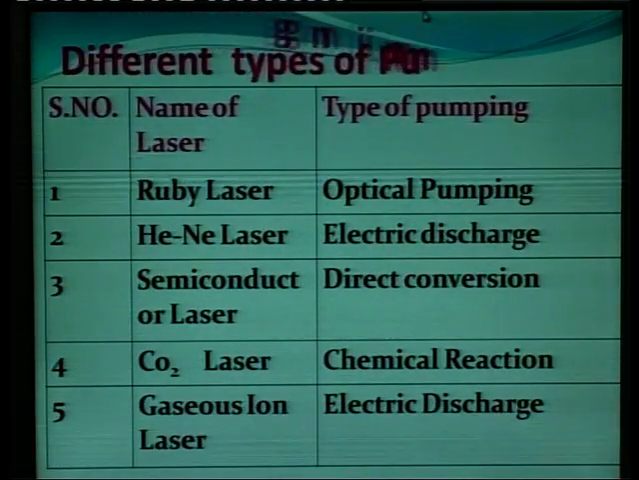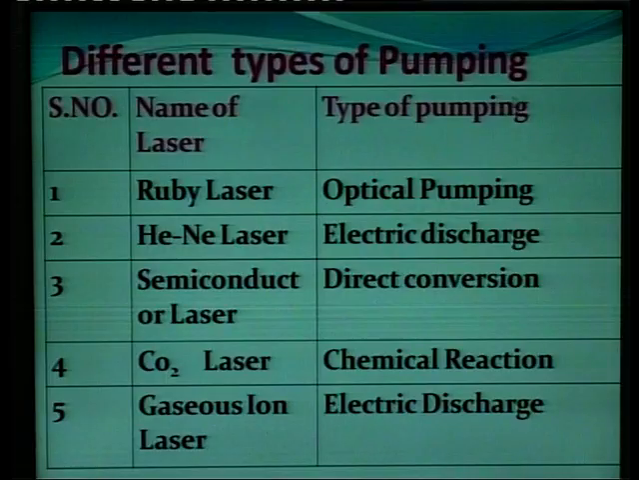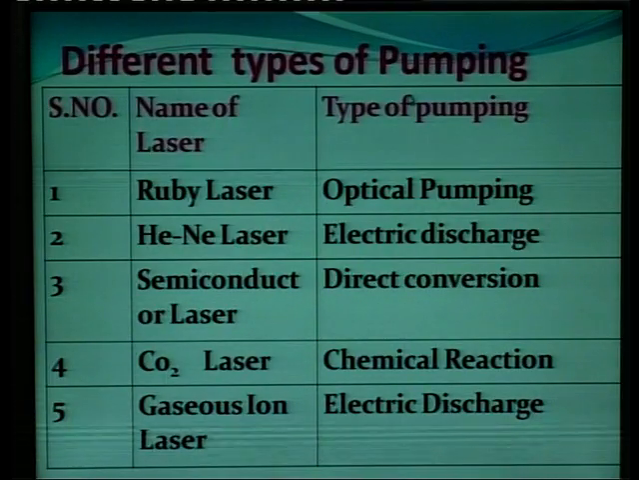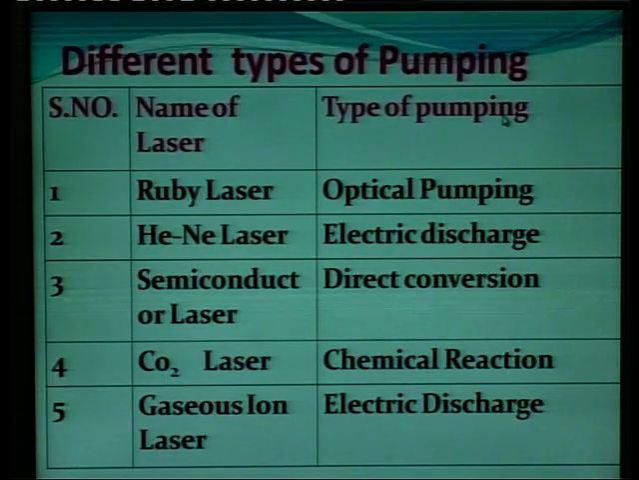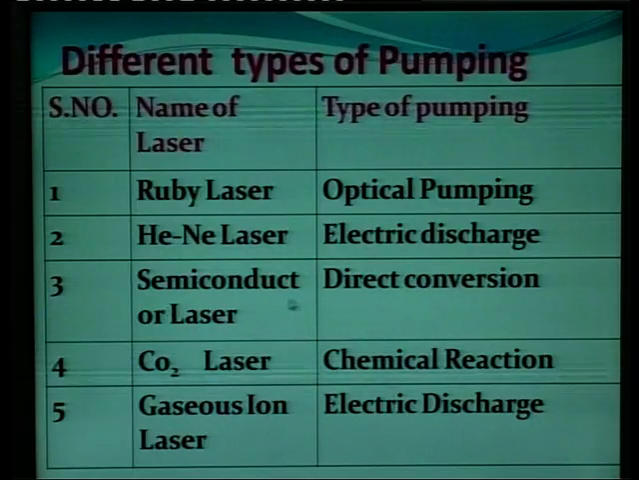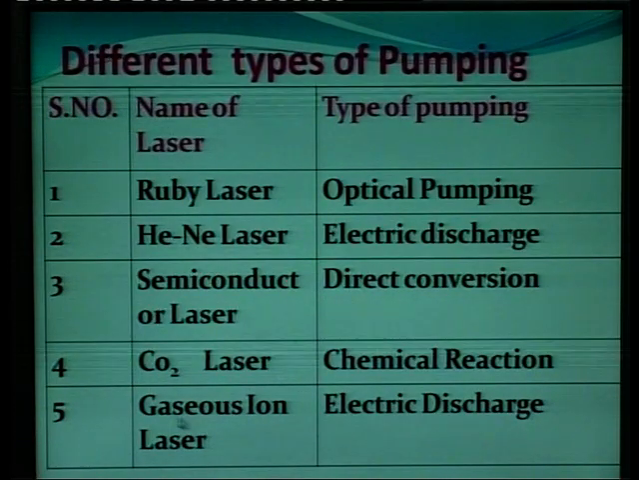So a chart is given here, different types of pumping. This is the type of laser and this is the type of pumping used in that laser. In ruby laser, optical pumping is used. In helium neon laser, electrical discharge is there. In semiconductor laser, direct conversion is there. In CO2 carbon dioxide laser, chemical reaction is used, while in gaseous ion laser, electric discharge is used for pumping.